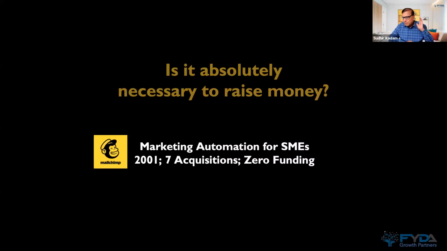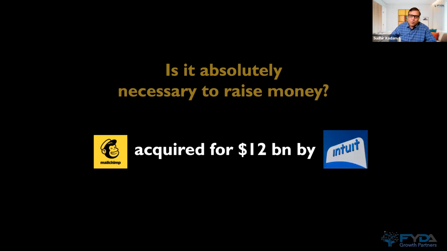The company managed their funds so well that they had to raise zero money. They funded the company from its own earnings. And along the way, they did 7 acquisitions. Because this is a 2001 company, your technology will get antiquated as years pass by. So they started acquiring new companies, new technologies, and started building that company to cater to the new demands of the market. This company just 2 weeks ago was acquired for 12 billion by Intuit.